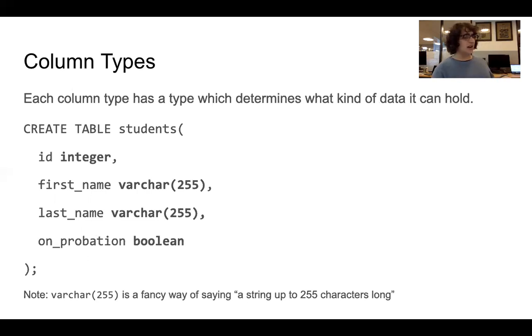So also someone pointed out varchar 255. One thing is every column always has a type which determines what type of data it can hold. So integers and booleans. Varchar 255 is a fancy way of saying a string up to 255 characters long. If you want something longer than that, you would use text instead. So you always specify what type of data you're saving whenever you create a column.